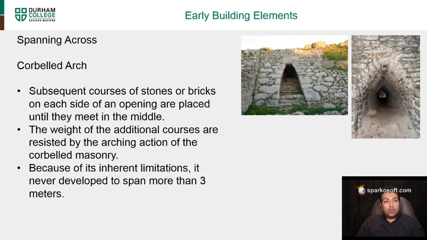Then came corbelled arches. Corbelled arches were actually the start of the arch technology. The construction is similar to building pyramids, but with openings inside. Subsequent courses of stone or bricks on each side of the opening are placed until they meet in the middle. The weight of the additional courses is resisted by arching action of the corbelled masonry. Because of its inherent limitation, it never developed to span more than 3 meters. This corbel technology didn't work too well because of the limitations of the stonework, but later on it did help in building better technology.